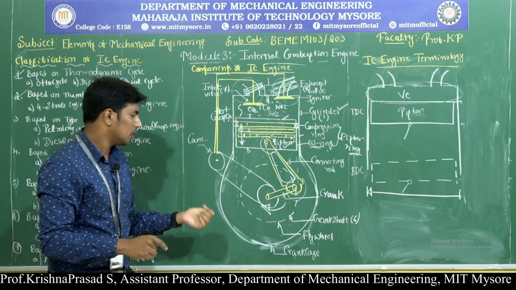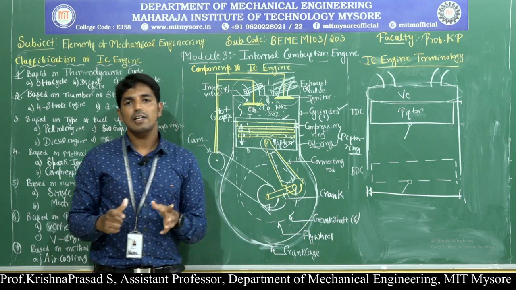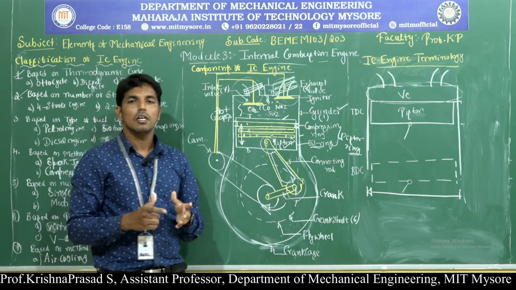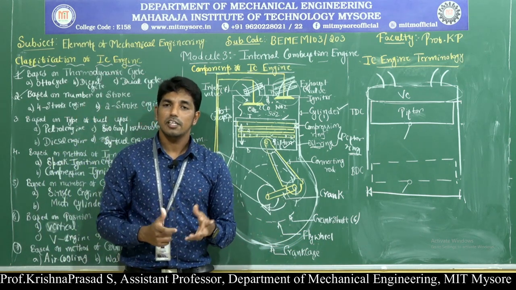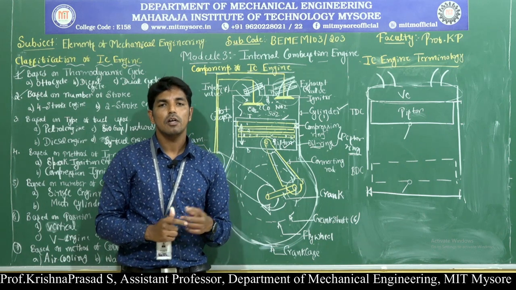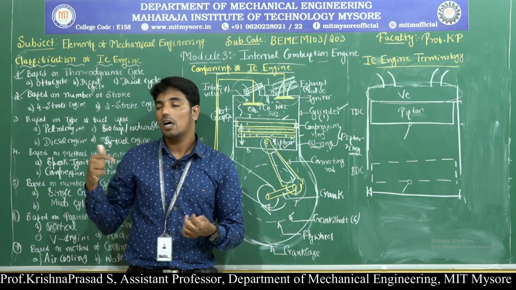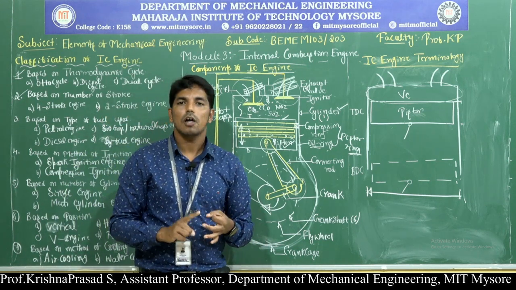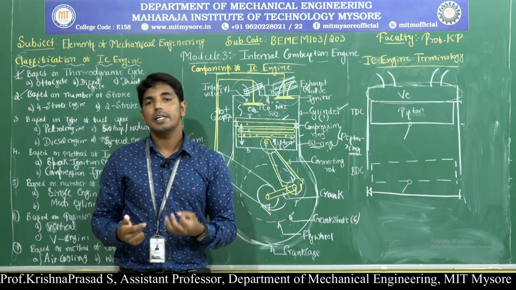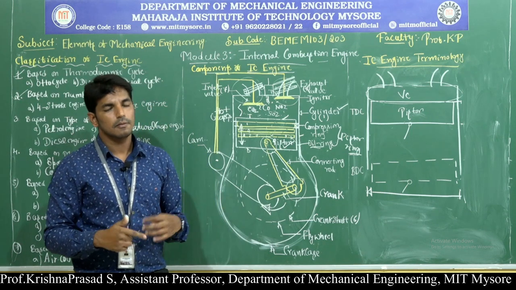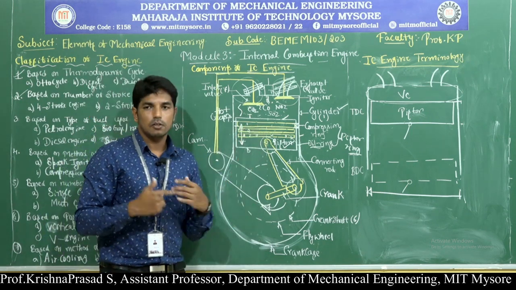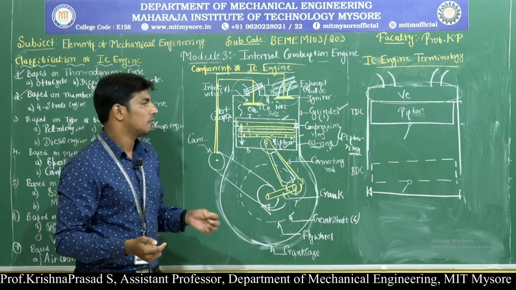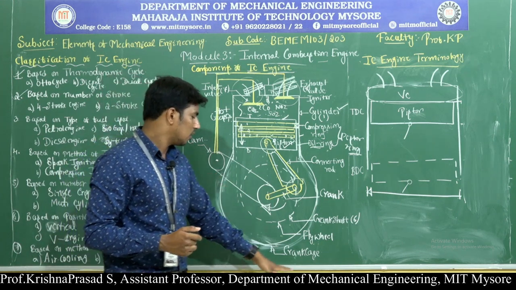Then eighth one that is called flywheel. The flywheel is a heavier wheel, it is mounted on the crankshaft of the engine. That means it stores the energy during the power stroke and supplies the same energy during the other three strokes like suction stroke, compression stroke and exhaust stroke, in order to maintain the uniform rotation of the crankshaft.